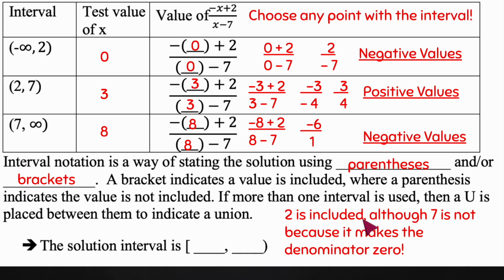So remember, 2 is included, although 7 is actually not included. And 2 was the numerator when we found the 0 for the numerator. That's okay to have a 0 in the numerator. But 7 is not actually included because it makes the denominator 0. And remember, you're not allowed to divide by 0. That gives us an undefined value. So when we put it into bracket notation, I can put the bracket here for 2. 2 is included, but I put the parenthesis here for 7 because 7 is not included. I can't actually choose 7.